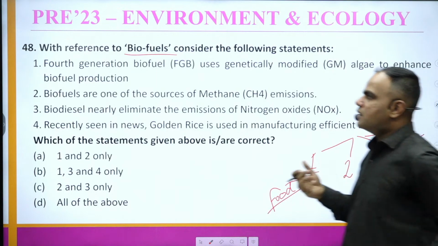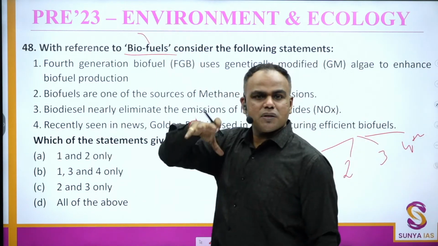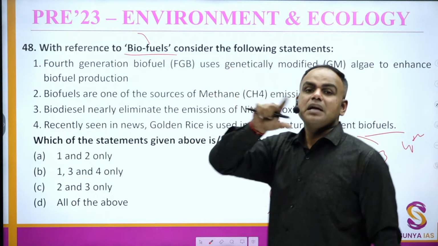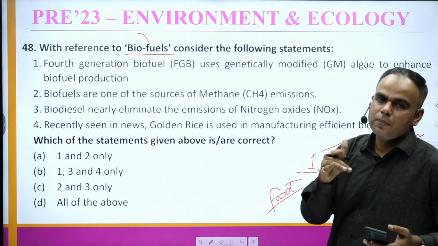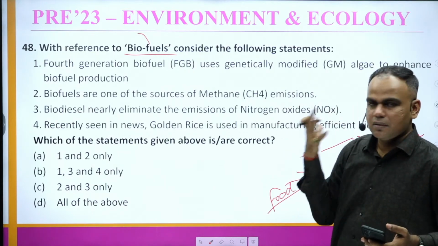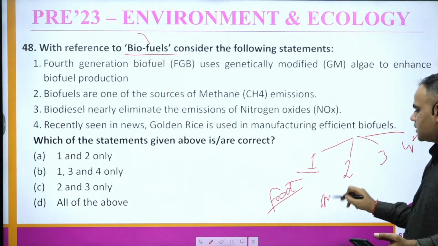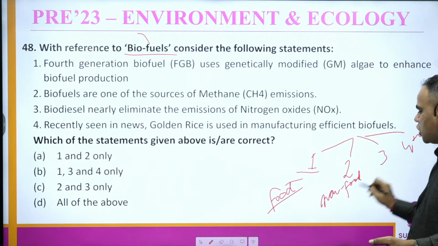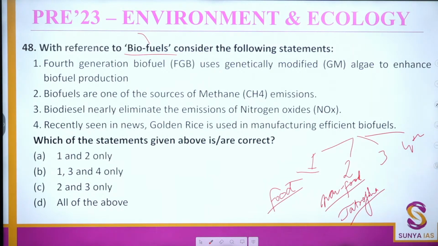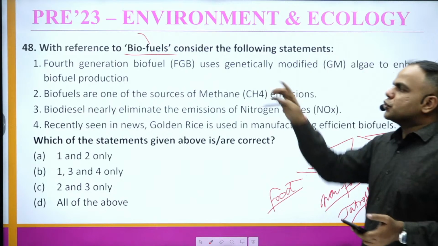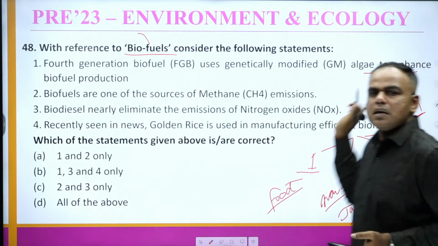The term biofuels also tells you they have lower emissions, so they are environmentally friendly. Second, these biofuels help you reduce your import bill, so economically as well they have a benefit. The second generation uses non-food crops, for example jatropha. The third generation is the use of algae. The fourth generation is genetic modification of these algae, so the fourth generation uses GM algae to enhance biofuel production.